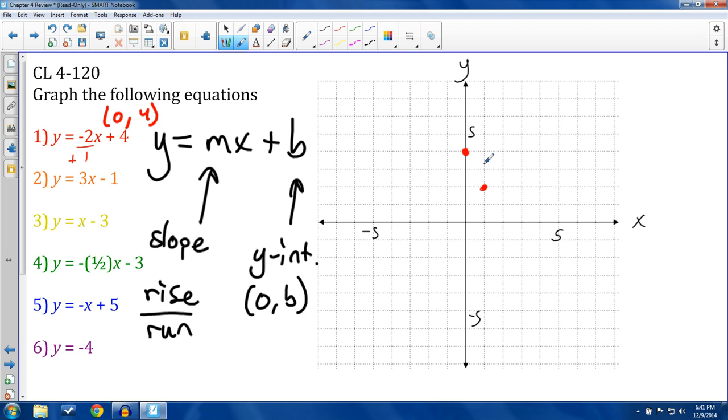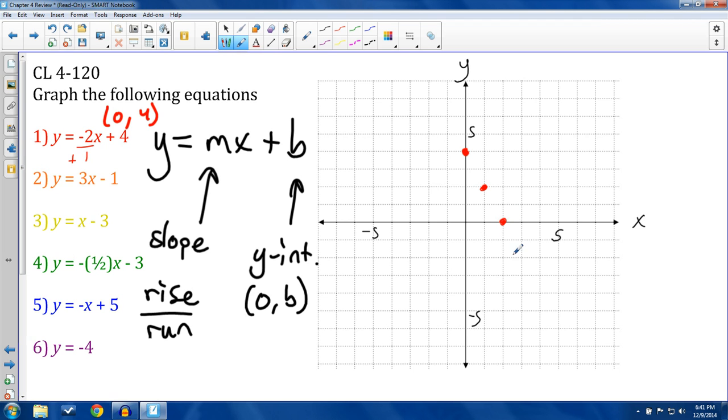Don't take my word for it. Go ahead and plug in 1 into this original equation right here. Negative 2 times 1 is negative 2. Negative 2 plus 4 is 2. So your point right here is 1, 2. That fits. And all the rest will fit, and this should be a linear equation, a straight line. From this point, I can also go down 1, 2, and over 2, and so on and so forth.